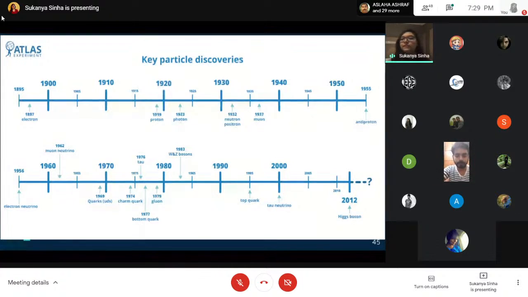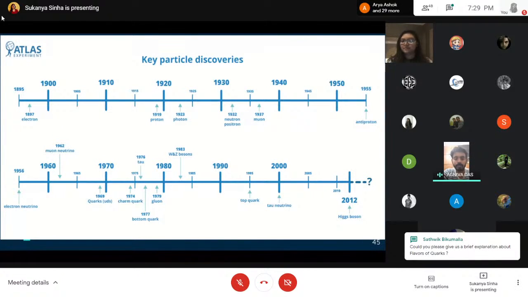I'll try to see if I can see the chat box. Looks like I can. Can you see it, Sukanya? Because yeah, I can see the chat box. Okay. I think Satvik was asking something about, yeah.